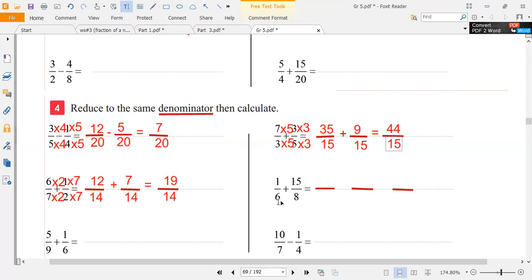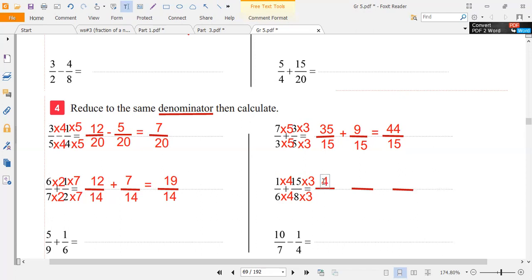And 16 is not a multiple of 6. Now we do 8 times 3. 8 times 3 is equal to 24, and 24 is a multiple of 6, so we have to reduce them to 24. So we multiply the 6 by 4 to get to 24, and the 8 by 3 to get to 24.